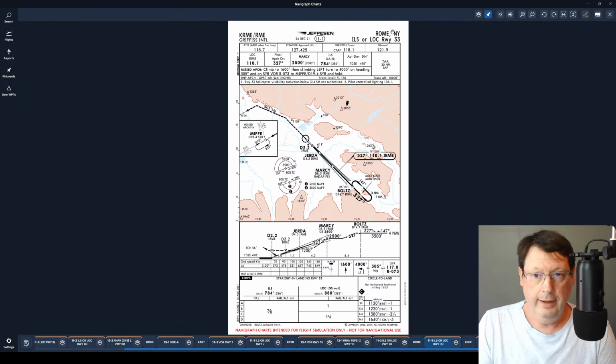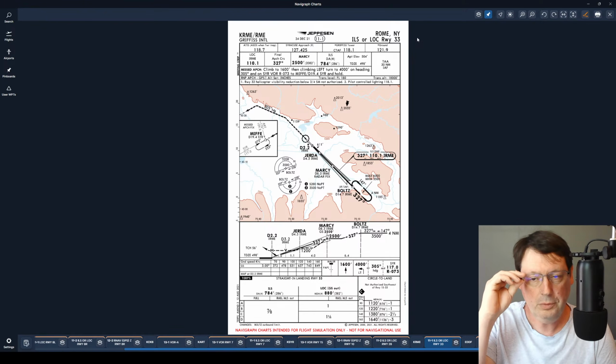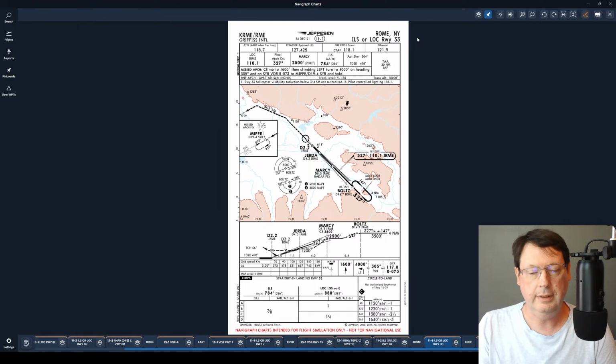The title of an instrument approach actually means something. This one is ILS or localizer runway 33, and what the title is telling you in this particular case is the equipment required to fly the approach. You either need an ILS receiver or a localizer receiver. You can fly it with either of those two.